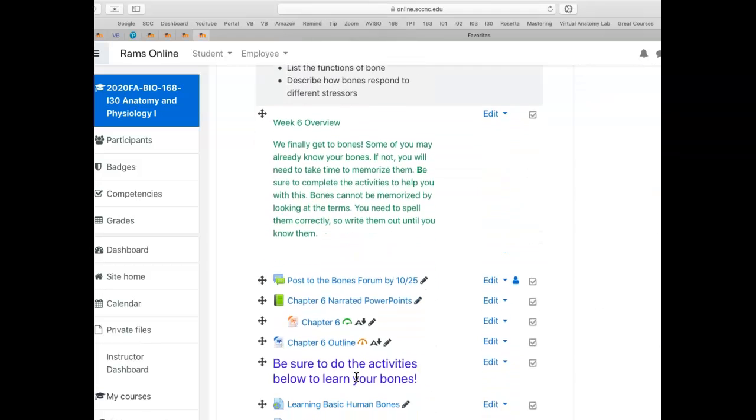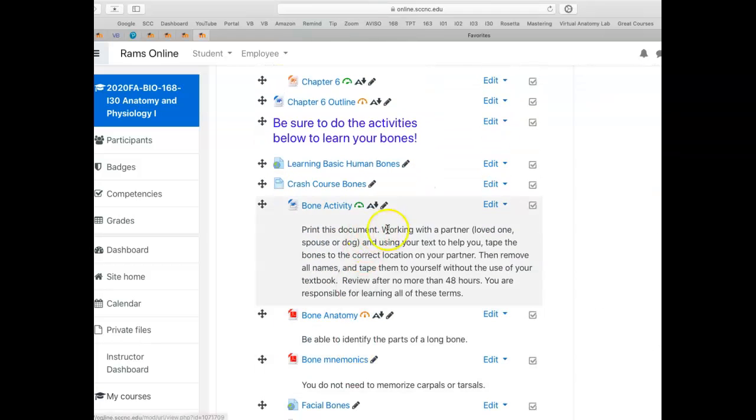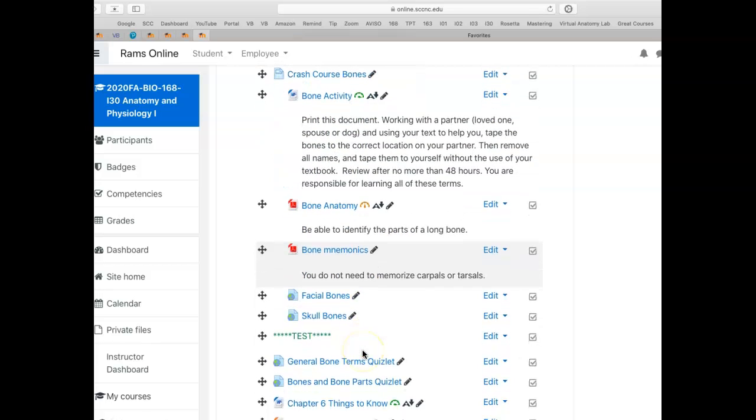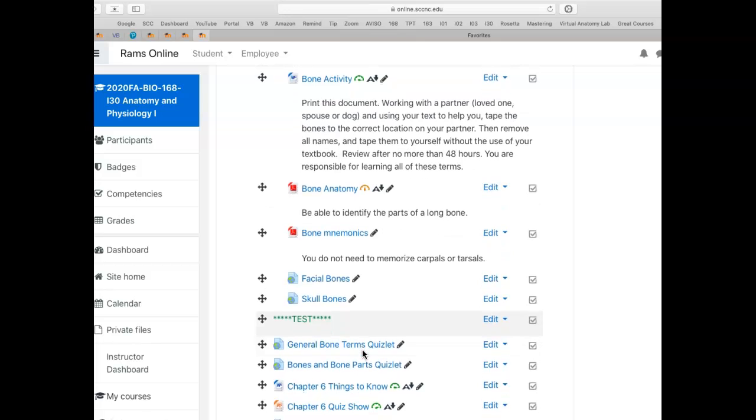I do suggest that you do the bone activity in order to identify your bones. You have to know the parts of a long bone. There will be pictures on the exam, so you've got to know your bones. So for the general bone terms, Quizlet is useful, and then to learn your bones and bone parts, the second Quizlet is pretty useful.